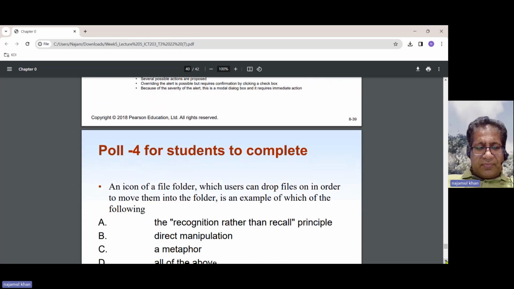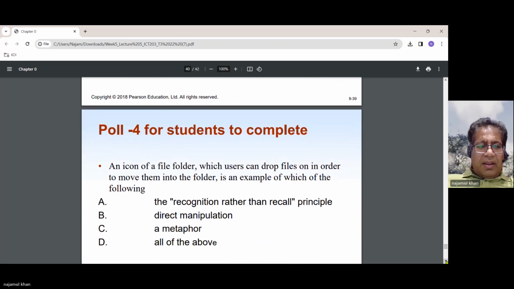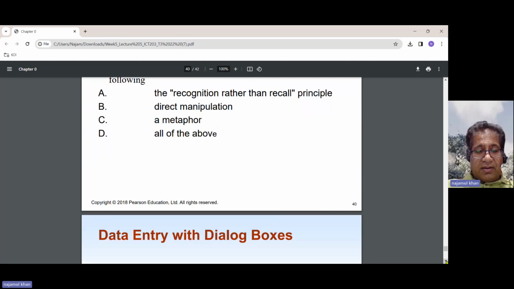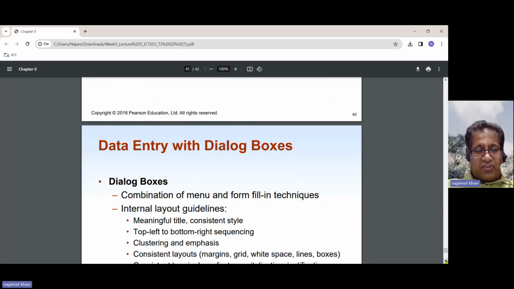An icon of a file folder which users can drop files in order to move them from the folder is an example of which of the following: the recognition rather than recall principle, direct manipulation, metaphor, or all of the above? I would say it is a good example of direct manipulation. Okay, almost we have finished here.